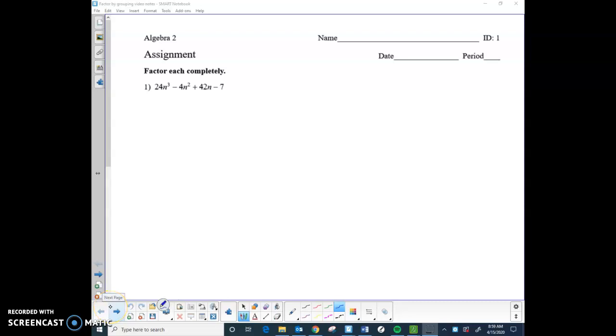Alright, today's lesson is going to focus on factor by grouping. We've done a lot of factoring already in different ways to solve quadratics and polynomials. This is probably one of my favorites because it's kind of putting together a puzzle.